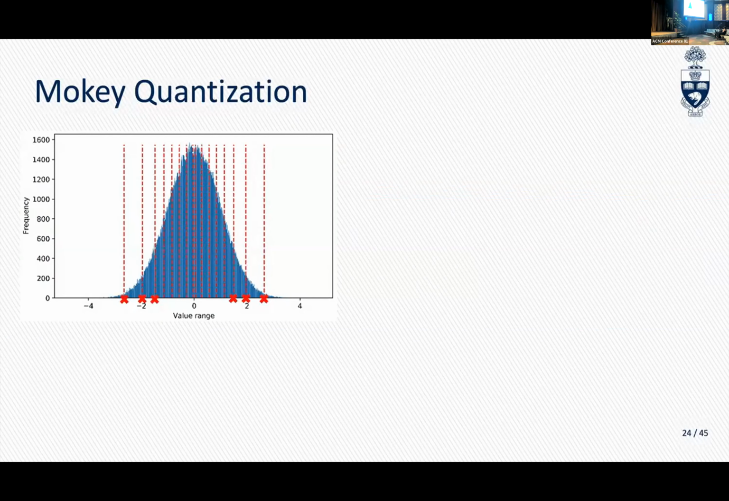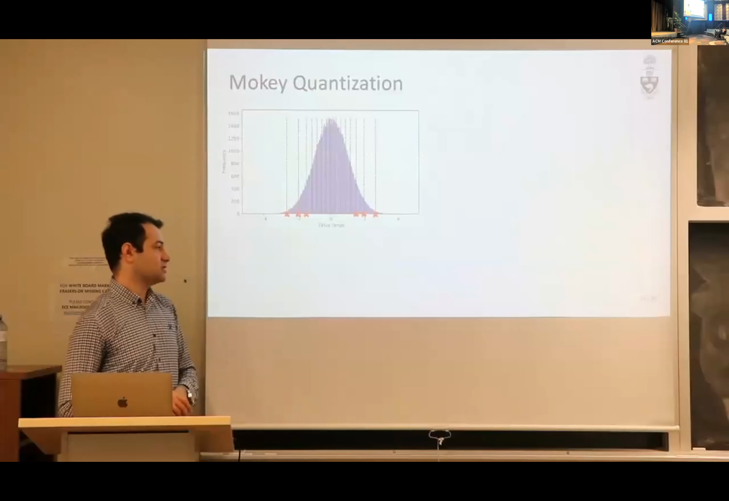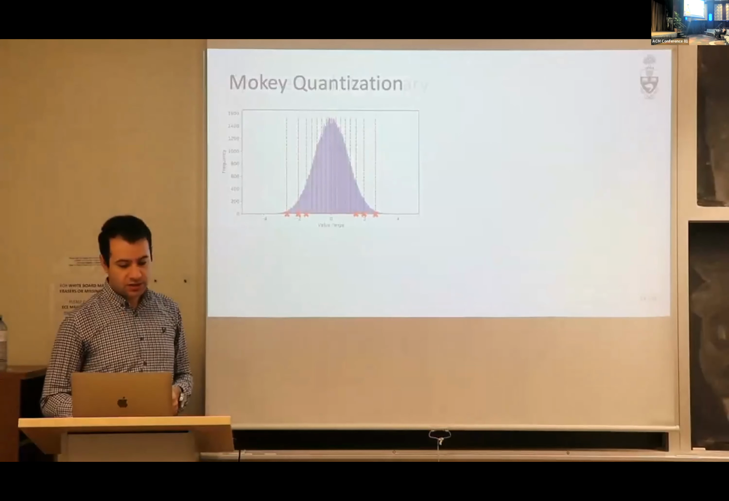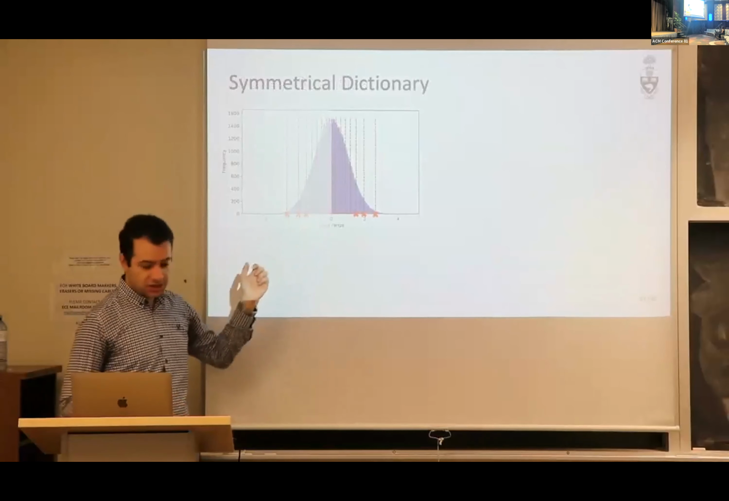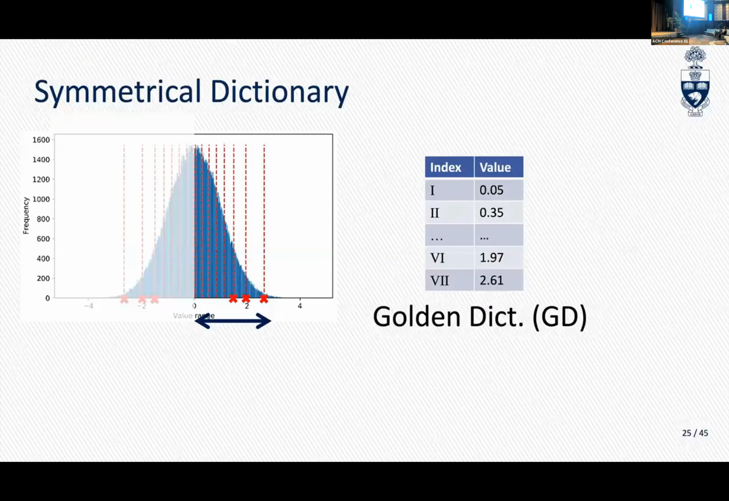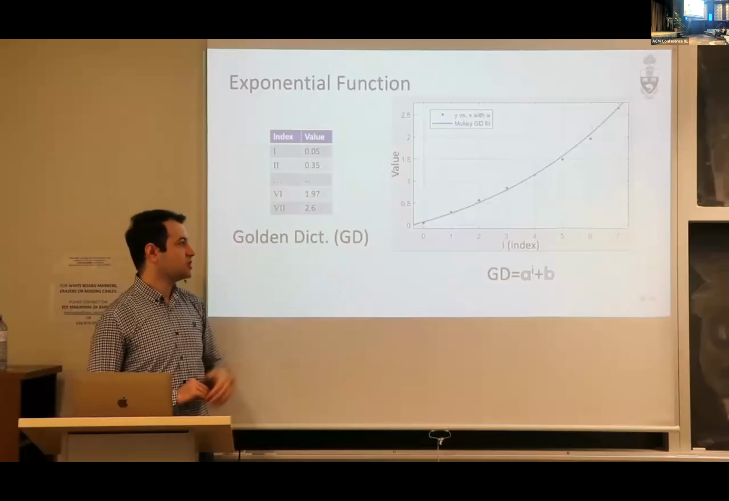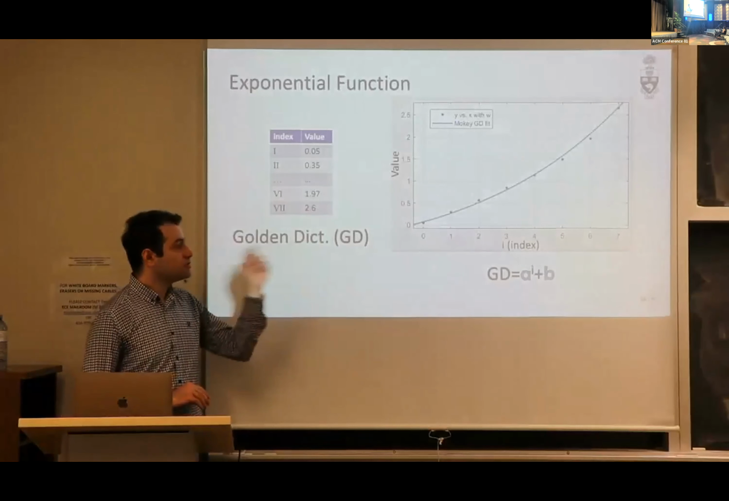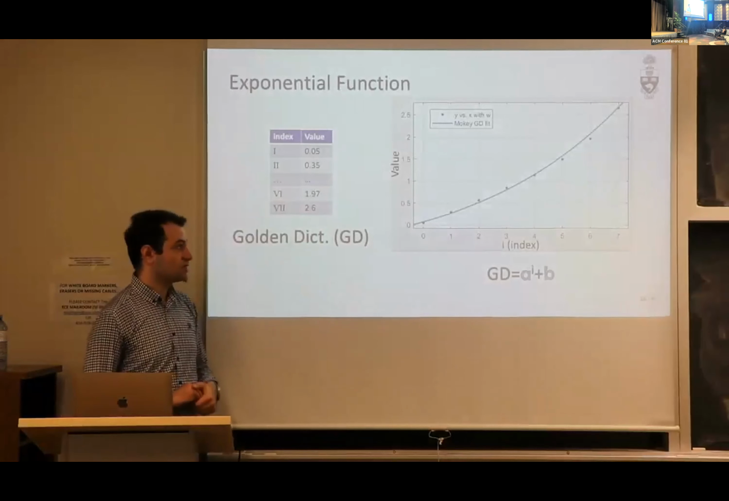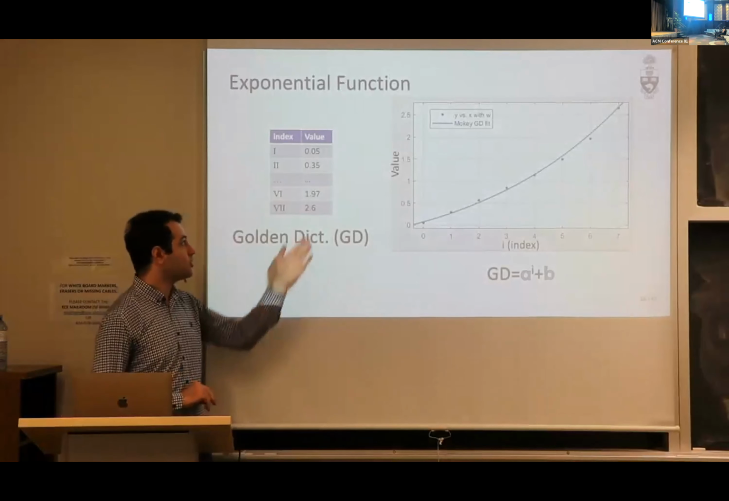So for that, let's revisit our distribution. As we can see, the reference distribution that we have is symmetrical, which will result in a symmetrical quantization dictionary. So now let's just focus on one half of our quantization dictionary, which has just 8 indexes. Now, to find the relationship between indexes and values, we are going to fit a curve in the form of a^I + b to our Golden Dictionary, where a and b are two constants and I is the integer index that we want to use. And you can see, using MATLAB curve fitting tool, we can find a curve like this, which approximates our Golden Dictionary pretty well.